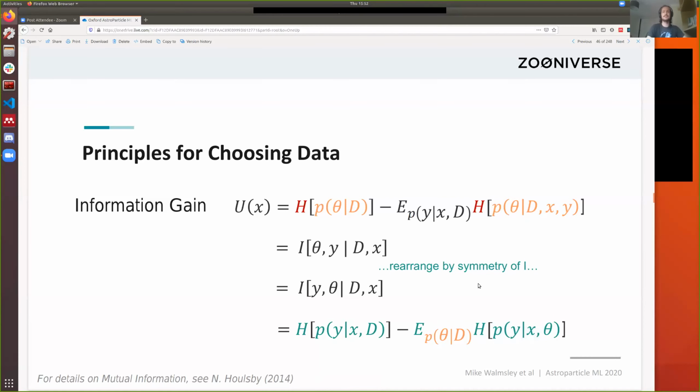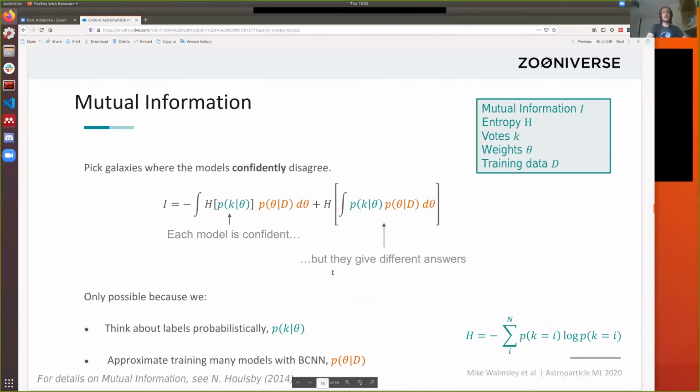We can approximate that. So for the specific case of Galaxy Zoo, we're going to be picking galaxies where the models confidently disagree. So where the entropy in the predictions for each galaxy, for each model, is quite low, but the entropy over many models is quite high. In other words, each model is confident, a narrow posterior, but they give different answers, a wide posterior over all of them, that green line. And we can only do that because we thought about the labels probabilistically, and because we approximated training many models in our Bayesian framework with dropout.